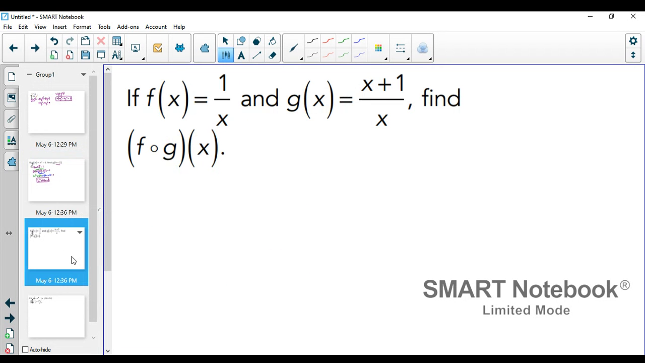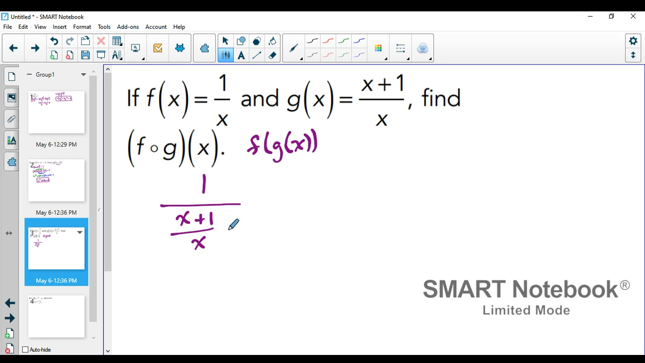All right, so our next one, I specifically picked one like this because of the weird fraction situation that's happening. So we have if f of x equals 1 over x and g of x equals x plus 1 over x, find f of g of x. So remember, if you have this open circle, you can rewrite it as f of g of x, so that you know the g goes into the f function. So if we do this, we have 1 over, and then all of this is going into this x spot. So we have x plus 1 over x.